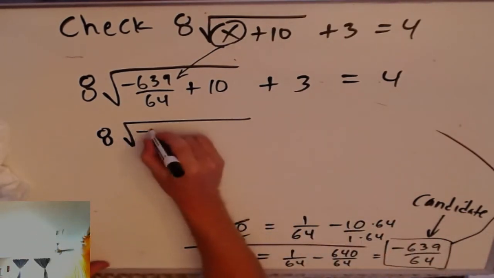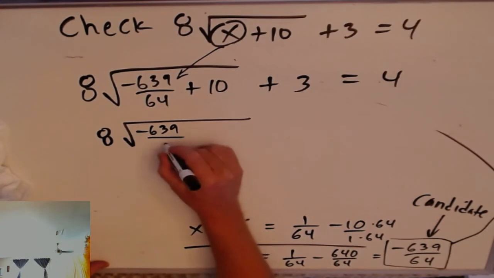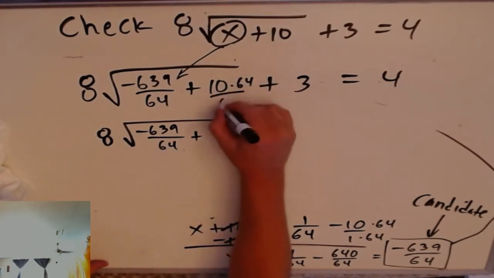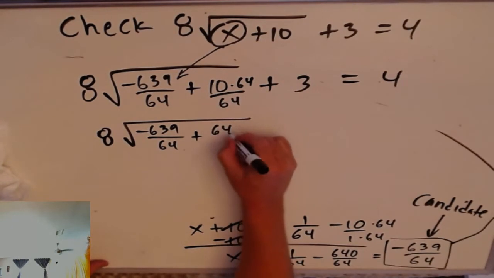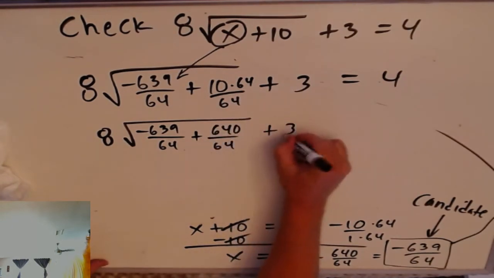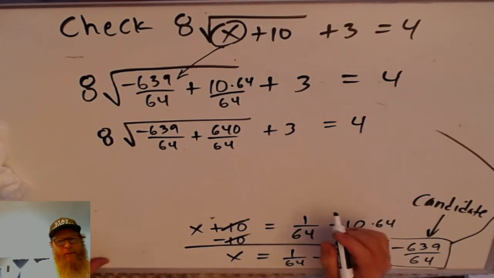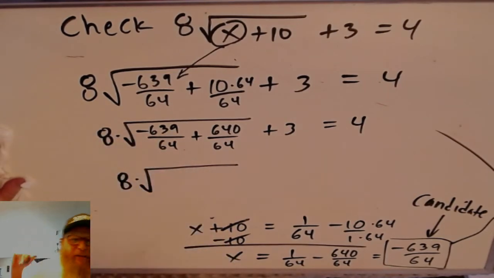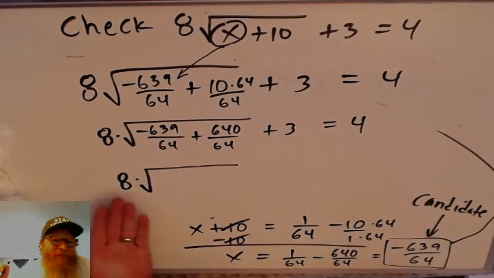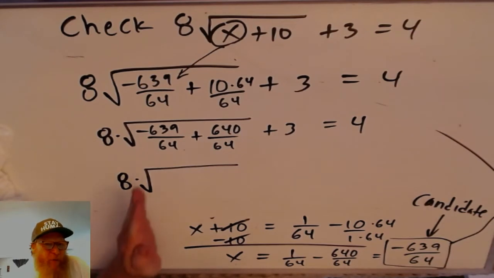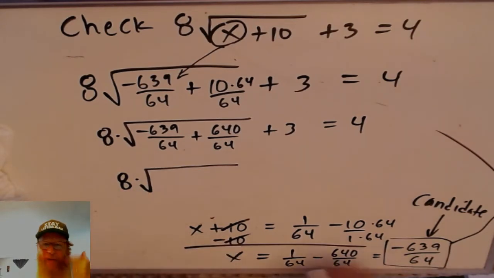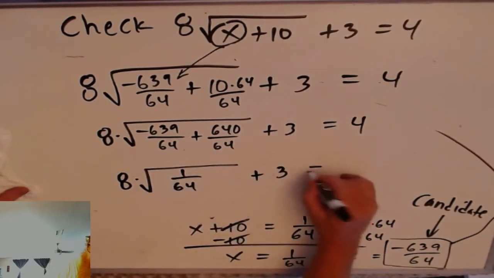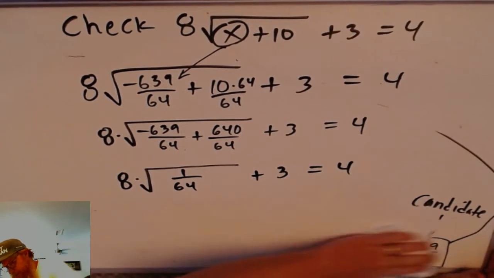So you've got negative 639 over 64 plus, we'll multiply this by 64 to get an LCD. So this is going to be 8 times the square root. There's an invisible times here if that helps you. You don't have to put a times symbol, but whenever you put a number in front of a radical, you assume that means multiply. That's the implied operation. You're going to get 1/64 plus 3 equals 4.